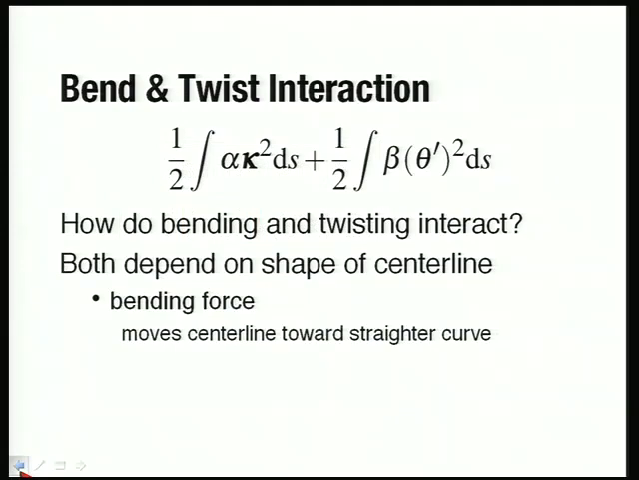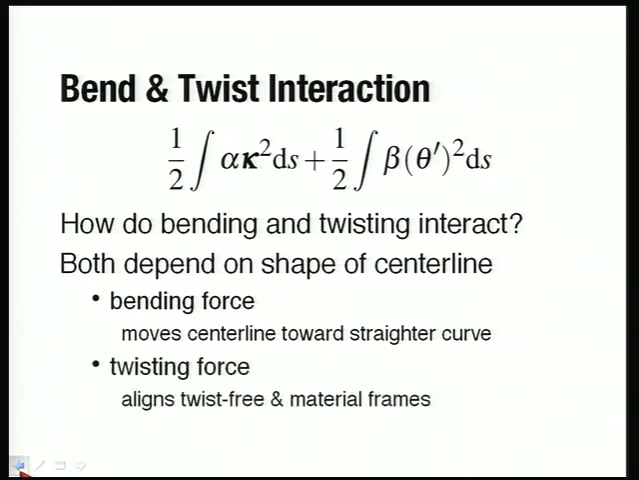So as I mentioned before, the bending force is essentially just going to move the center line towards a straighter curve. And the twisting force is going to act in a way to align the twist-free and the material frames. So this is where the interaction between these two come in. And this is why you normally see these helical shapes forming in elastic rods.